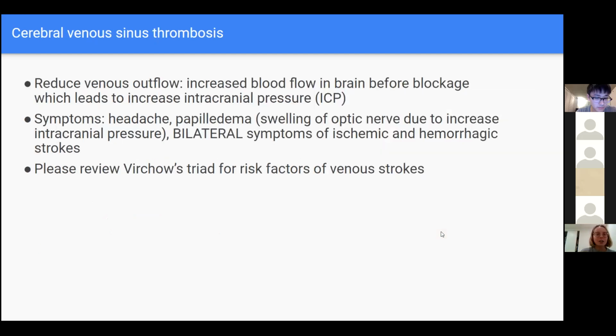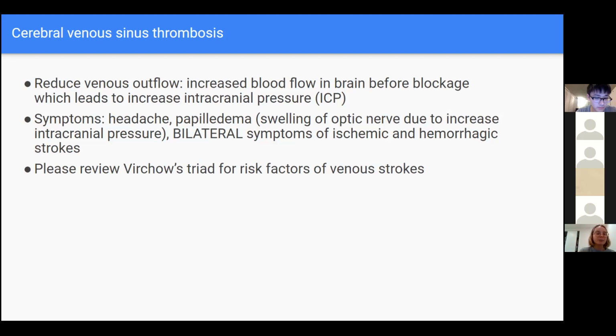Finally, we'll have cerebral venous sinus thrombosis. This is the venous type of stroke that we talked about earlier. It's really rare, but we're just going to have one slide on it. Basically, cerebral venous sinus thrombosis is when there's a blockage in the venous outflow. That causes a backup of blood before the blockage, which will lead to increased intracranial pressure by the same mechanism as the add-on blood in the brain, because there's going to be more blood in the circulation, and that increases the amount of things in the skull.